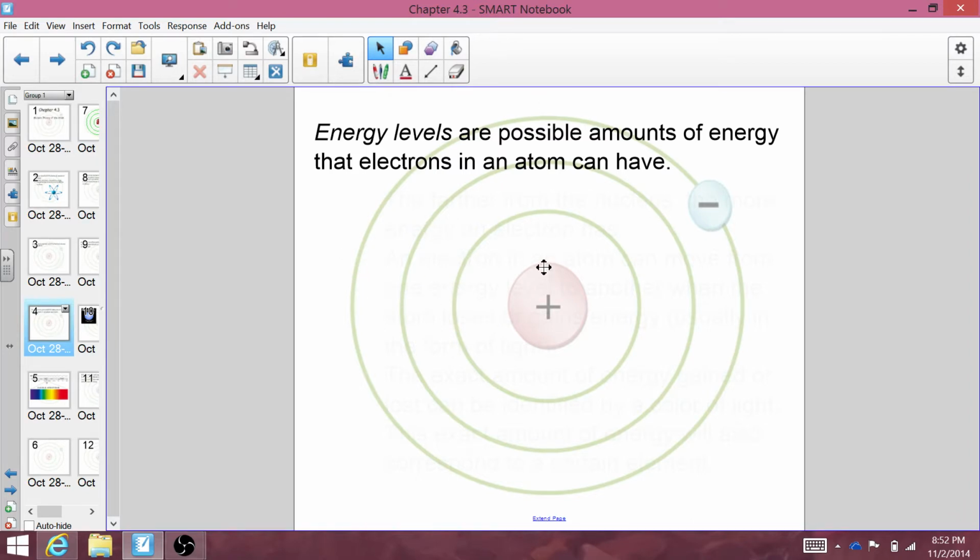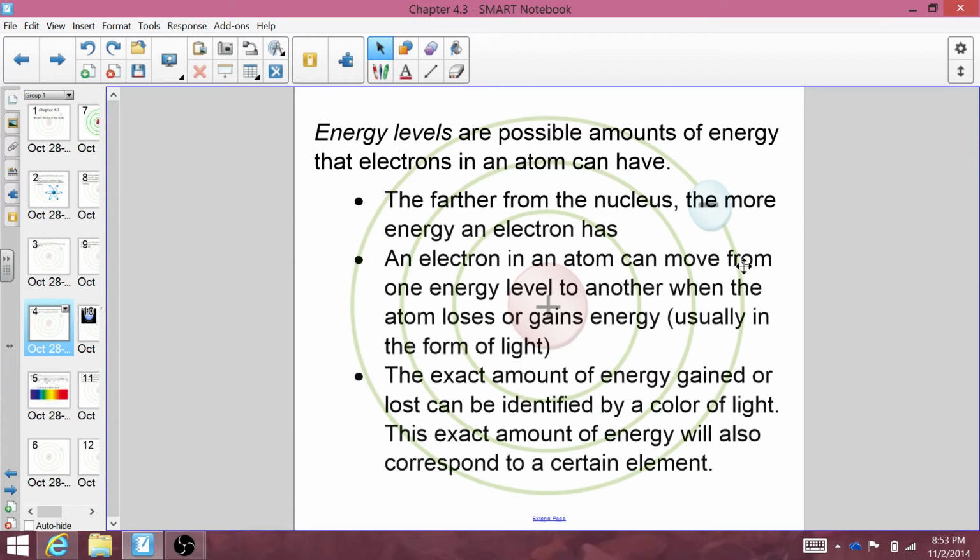And you can see this model in the background here is a model of Bohr's atom. It still has a small positively charged nucleus, but it has these rings that are at set distances away from the nucleus, and that's where the electrons are found.